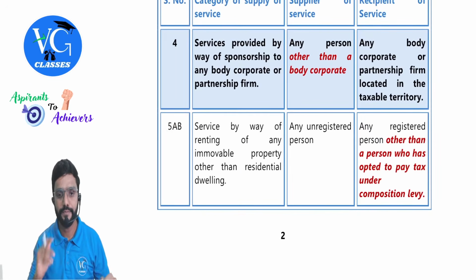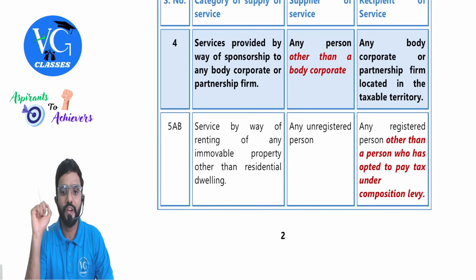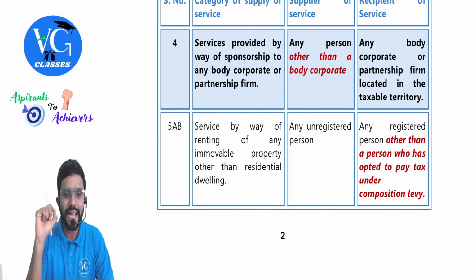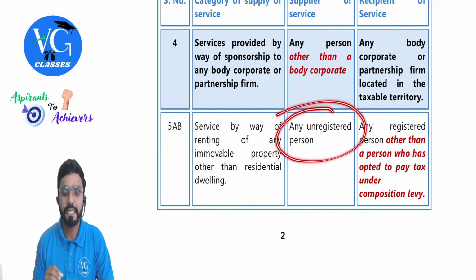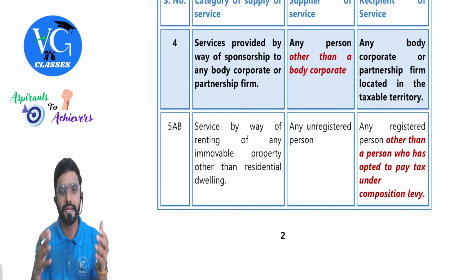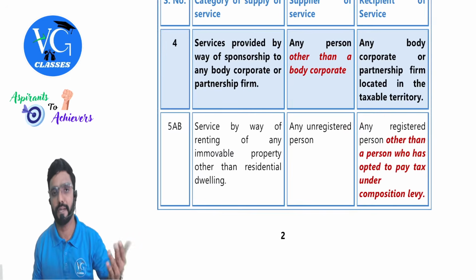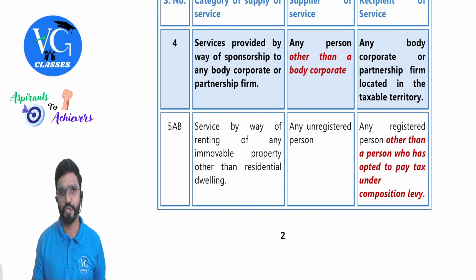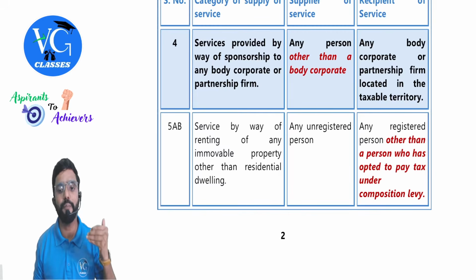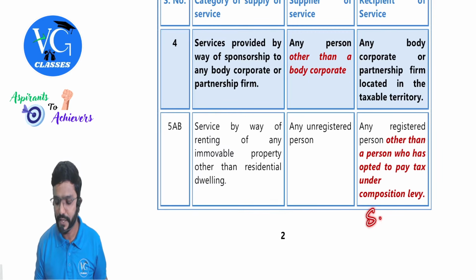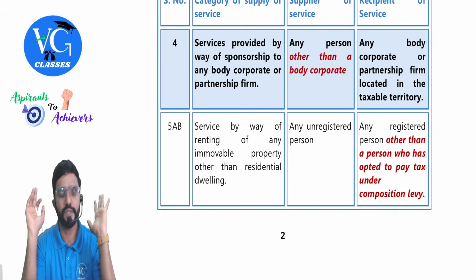Entry 5AB. What is it? Services by way of renting of any immovable property other than residential dwelling. Who is the supplier? Any unregistered person, that is the owner. He is an unregistered person under GST. Whereas the recipient is any registered person. Previously it was any registered person, but now there is one exclusion. The registered person will not include a person who has opted to pay tax under composition levy. That is section 10, guys. Got it? That is both the composition schemes.